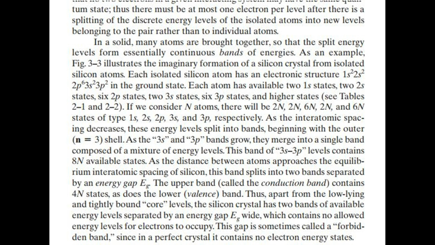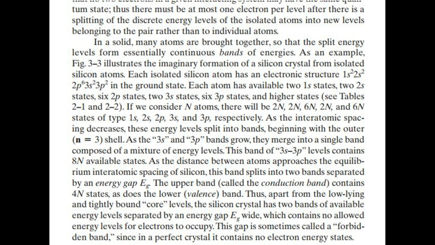As an example, Fig 3.3 illustrates the imaginary formation of a silicon crystal from isolated silicon atoms. Each isolated silicon atom has an electronic structure 1s² 2s² 2p⁶ 3s² 3p² in the ground state. Each atom has available 2 1s states, 2 2s states, 6 2p states, 2 3s states, 6 3p states, and higher states, see Tables 2.1 and 2.2.